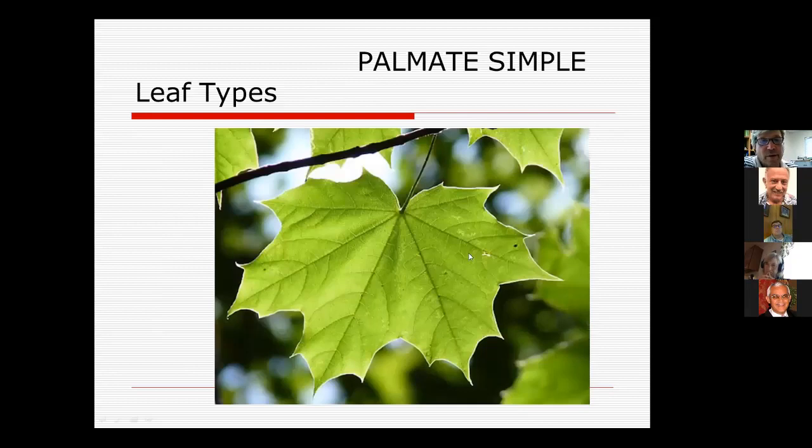So the next one I want to show you is a simple palmate leaf. This is a sycamore leaf. It is native to our area, similar to a maple leaf. But again, it's got the veins coming out like the palm of your hand, but it's all connected together. And that's why it is a simple palmate leaf. Again, there's the petiole that attaches it directly to the tree stem. And again, multiple central veins.